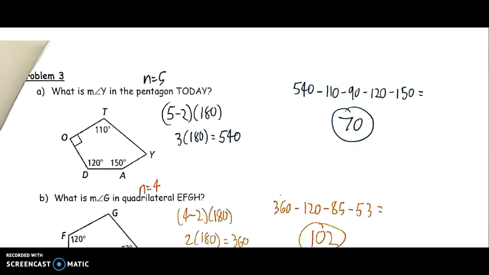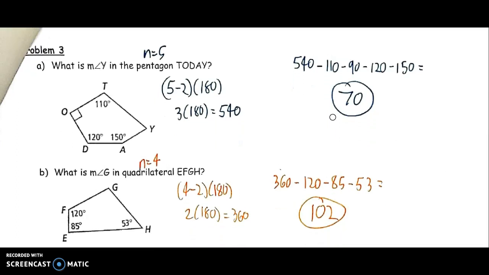So we can also work our way backwards to figure out what the measure of an angle is if I start with the other angles in that figure. So if I start with a pentagon, I can first figure out how many degrees should be in that shape to begin with. And we know how many degrees should be in our pentagon because we're just following our formula. (n minus 2) times 180 should tell us that there's 540 degrees in any pentagon.